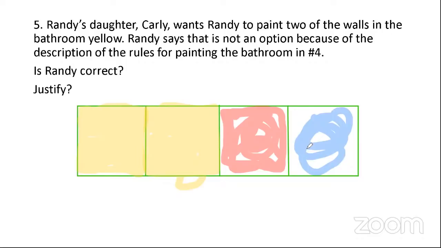And we would go with Carly. We can paint two of the walls yellow, because we have other paint to go around with the others. So a picture is good for your justification as well. But you can't leave it as a picture. You need to write a sentence or two. So you're going to go back now to the rules in question four to come up with some justification for this.